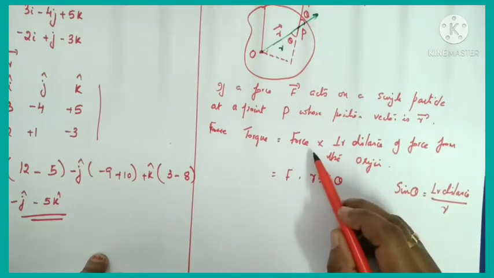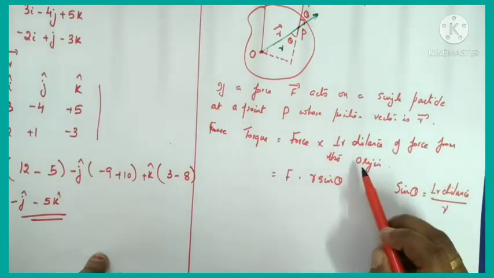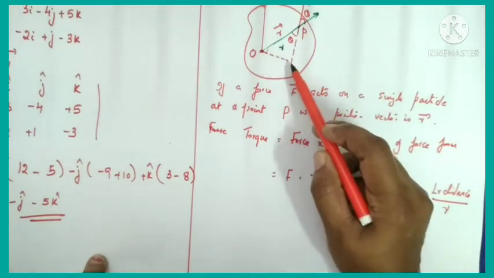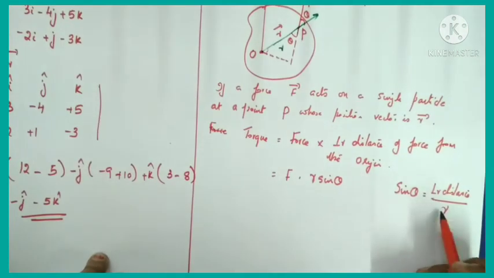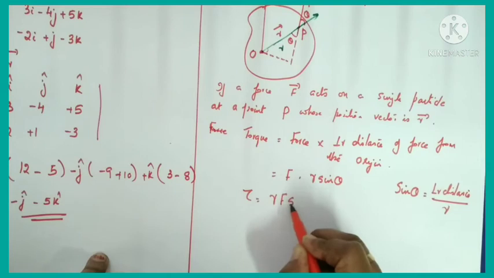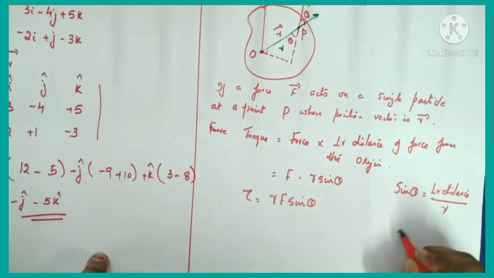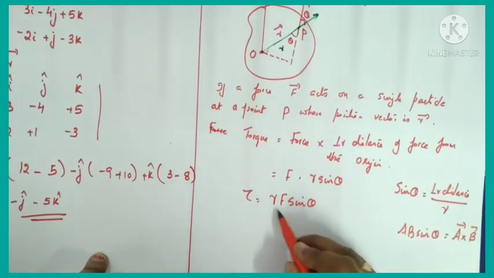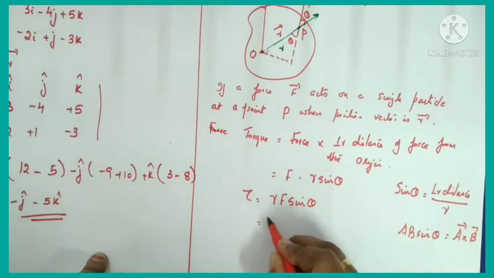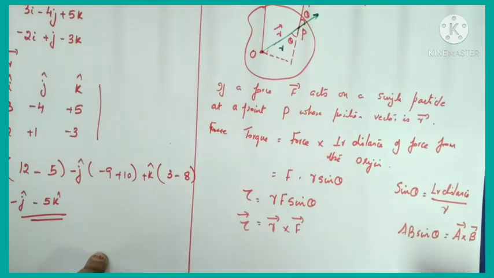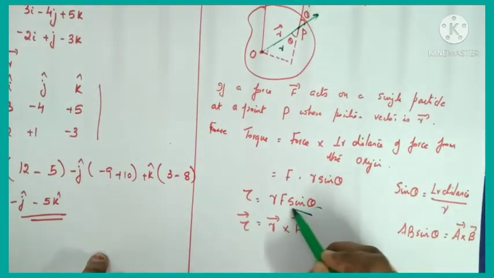So torque is force into the perpendicular distance of the direction of force from the origin. The perpendicular distance of the direction of force from the origin is this distance, which is actually R sin theta. So we can write torque tau equal to R F sin theta. So we know AB sin theta. What is this AB sin theta? We know it is A cross B, isn't it? Similarly, R F sin theta is actually vector R cross vector F. So torque is given by the formula tau equal to R cross F.